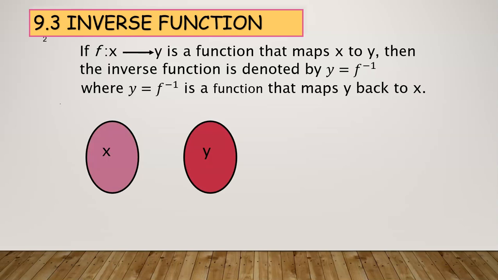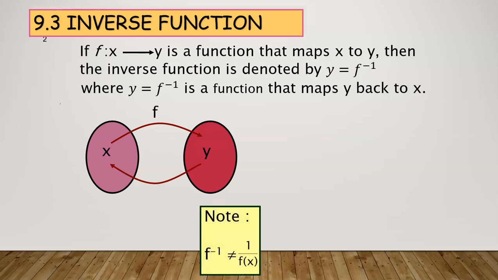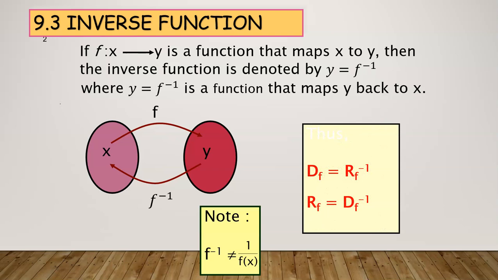Okay, let's look at the diagram below. So x to y is f, y to x is f inverse. Please take note that f inverse is not equal to 1 over f(x). It's different, right? The domain of f is equal to the range of f inverse, and the range of f is equal to the domain of f inverse.